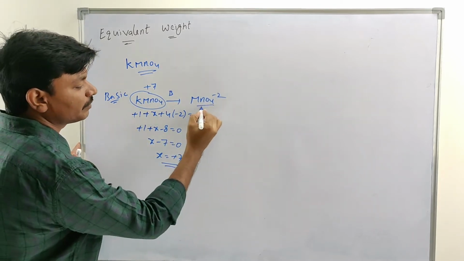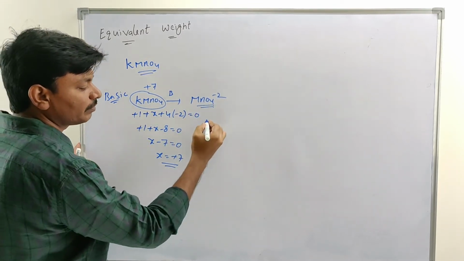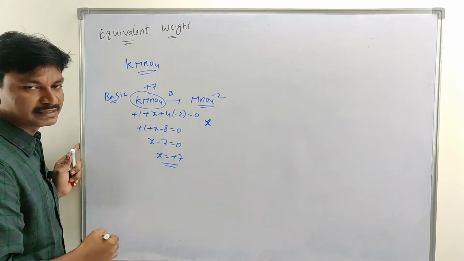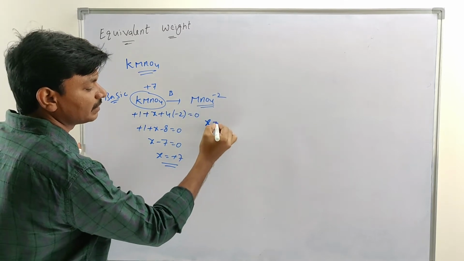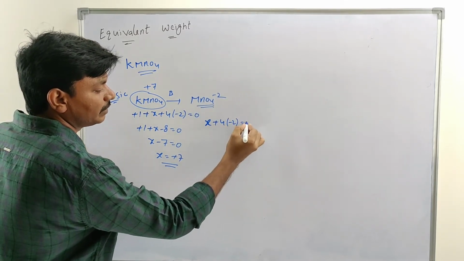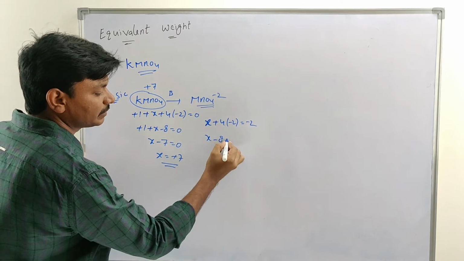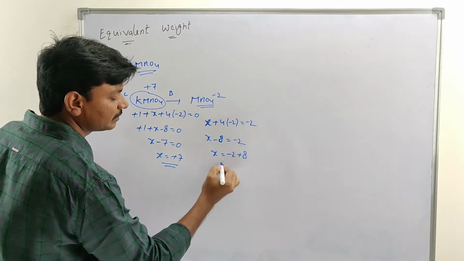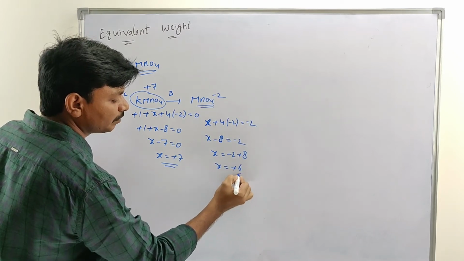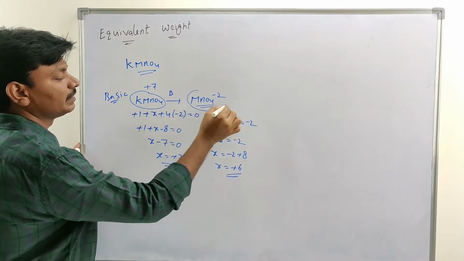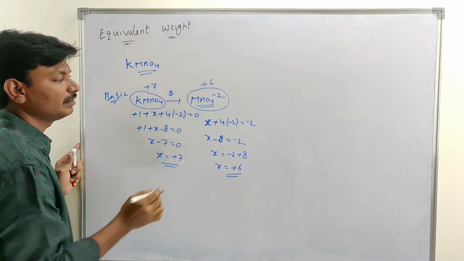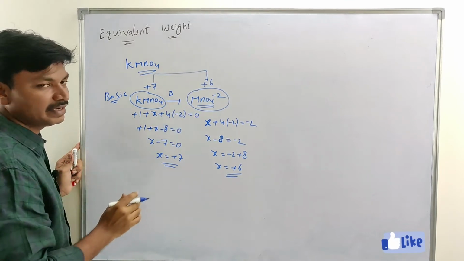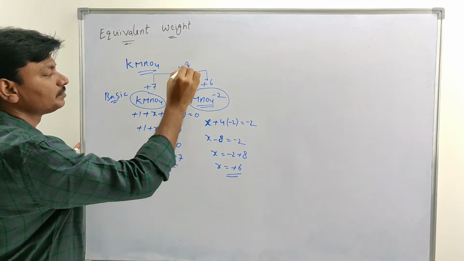Here it is MnO4 2-. MnO4 2- means the manganese oxidation number will be +6. That is, manganese X and 4 into -2, so X minus 8 equal to -2, X equal to -2 plus 8, and finally X equal to +6. Here the manganese oxidation number will be +6. Finally, the transfer of electrons in the given reaction is only 1 electron.